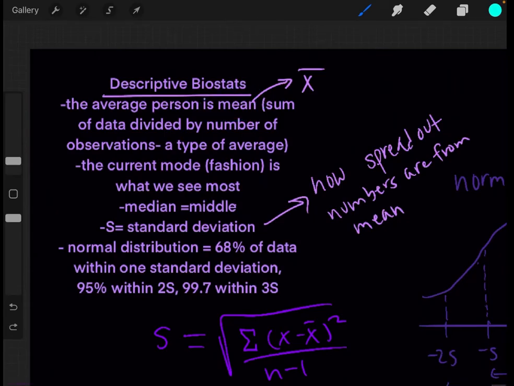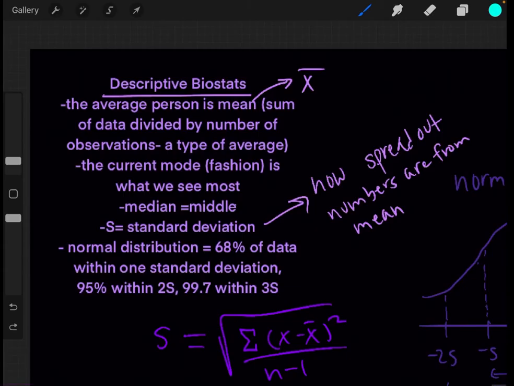And so now we're going to talk about standard deviations. So I'm going to represent standard deviation as S, sometimes SD. So standard deviation basically tells us how spread out our numbers are from the mean. Basically it tells us the range of our data.